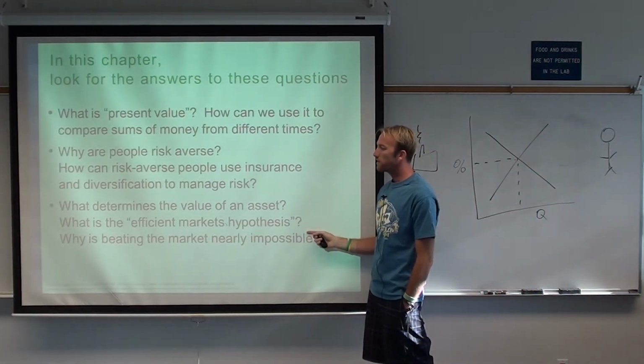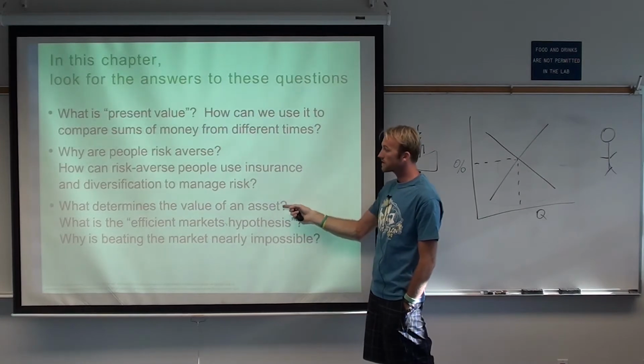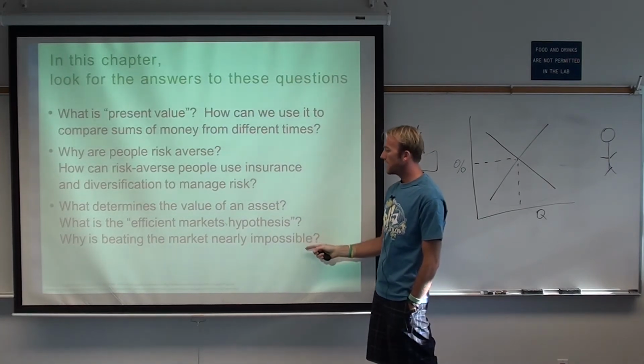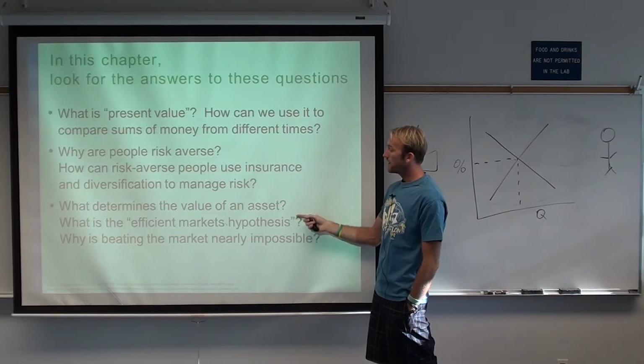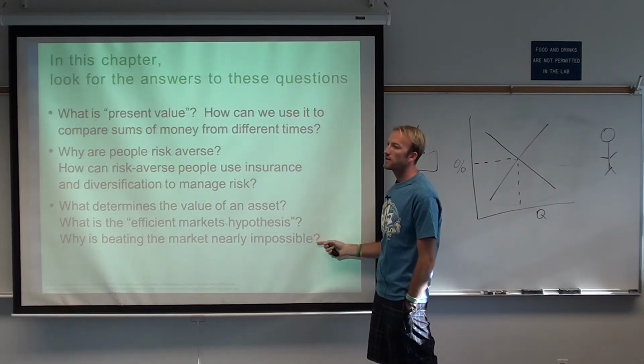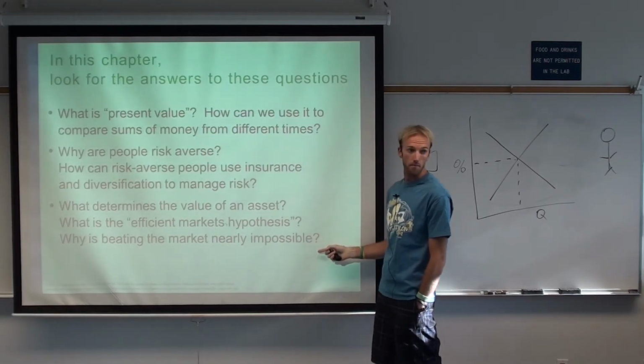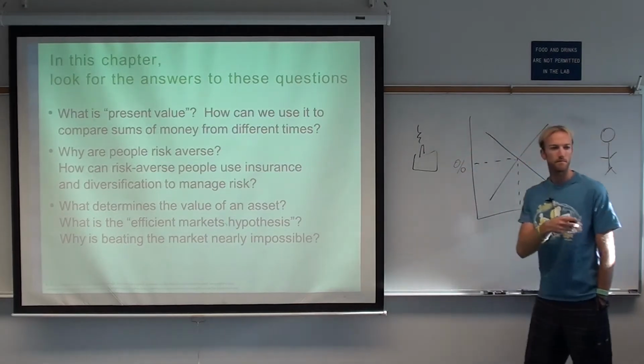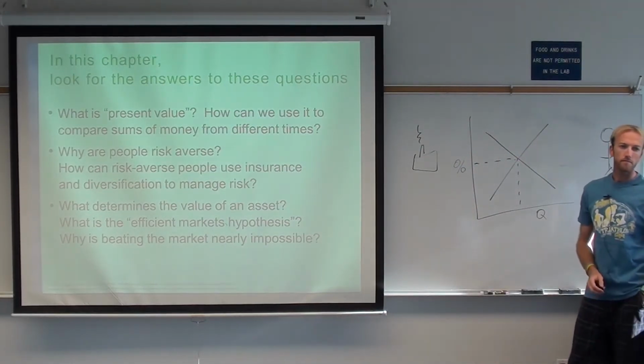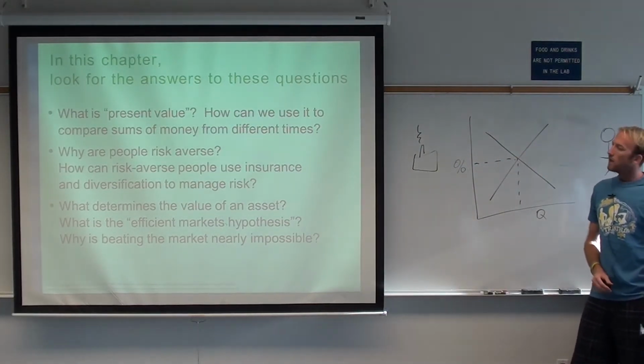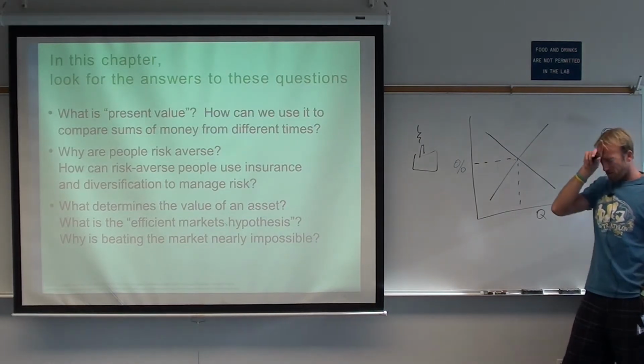We'll talk about this thing called the efficient markets hypothesis, which helps us determine the value of an asset. And then we'll talk about why, given these two ideas together, it's impossible to beat the stock market. Okay? Would Warren Buffett be considered someone who beat the stock market?